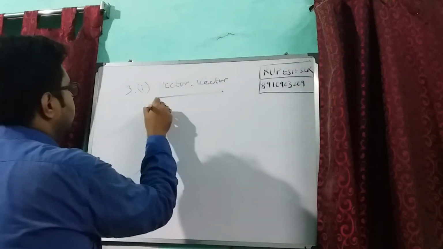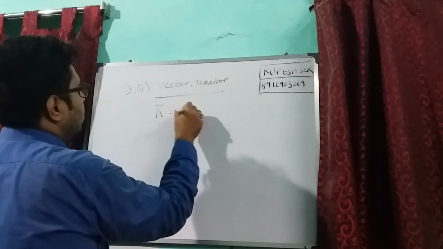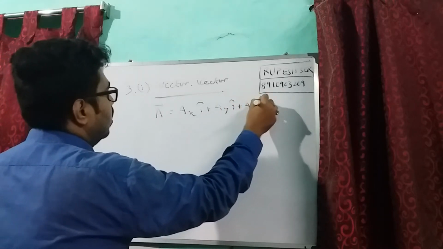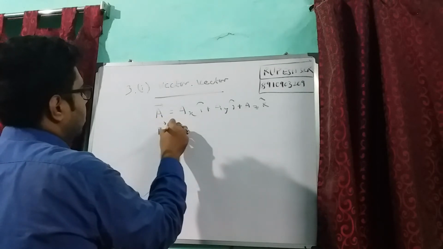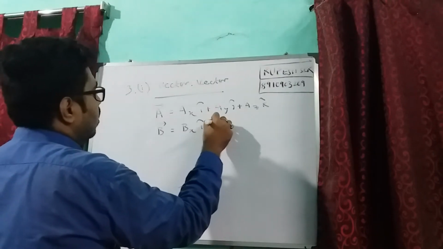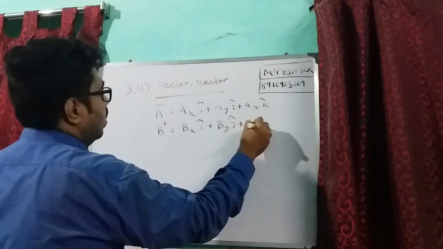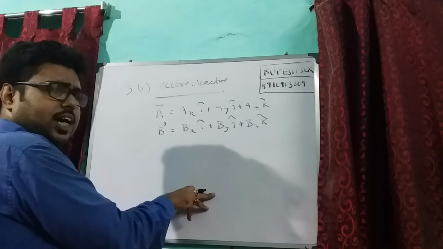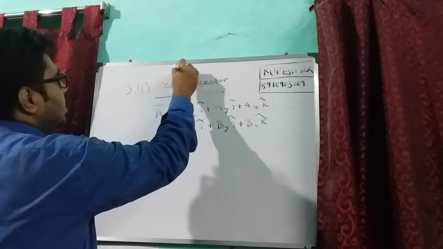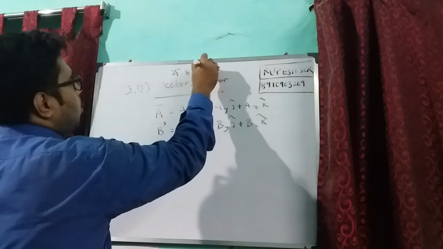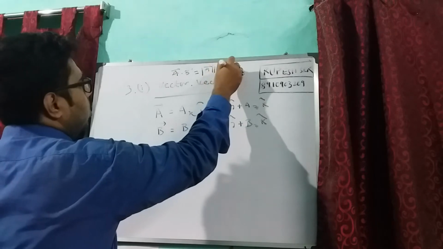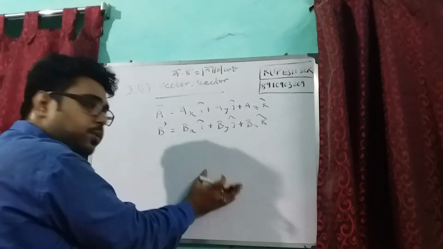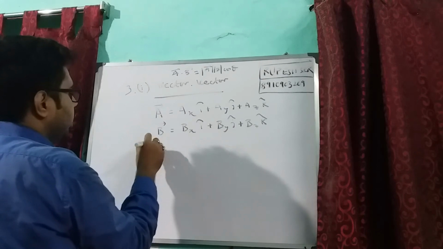Let us take two vectors. Now, I would also like to discuss that A dot B is written as mod A mod B cos theta, where theta is the angle between the two vectors A and B. So what will happen when we dot product two vectors?